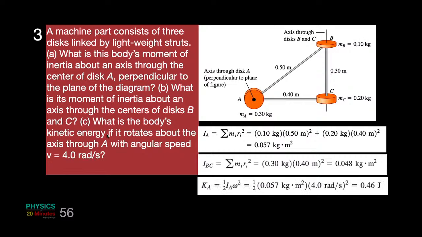What is the body's kinetic energy if it rotates about the axis through A with an angular speed of 4 radian per second? So kinetic energy is half I_A omega square. I_A we have already calculated as 0.057. I can put it here, put my omega value, take the square, and I can calculate my kinetic energy as 0.46 joule.